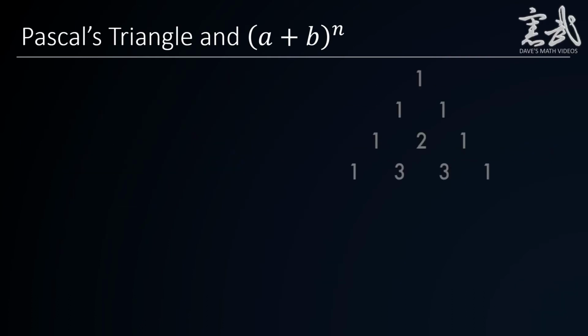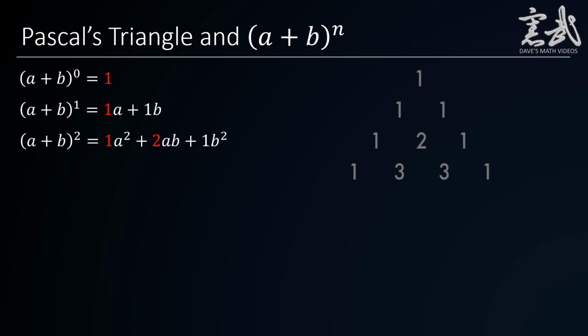Let's take a look at the first few instances of the expansion of (a + b)^n and see how they're related to Pascal's triangle. So (a + b)^0 is 1 because any quantity to the 0 power is always going to be 1. (a + b)^1 is equal to 1a + 1b. We're intentionally inserting the coefficients here so that we can recognize the pattern. And of course, this is true because any number to the first power is itself.